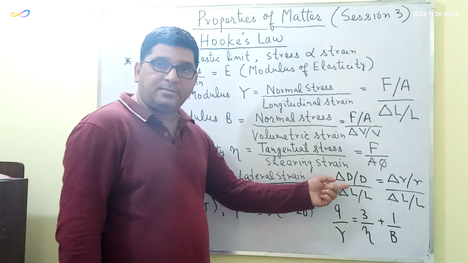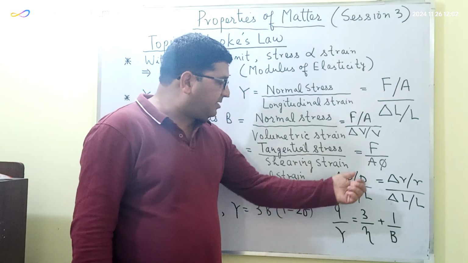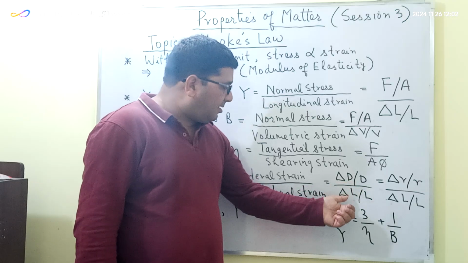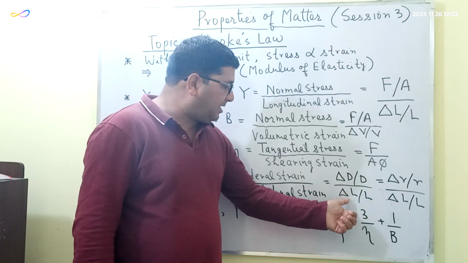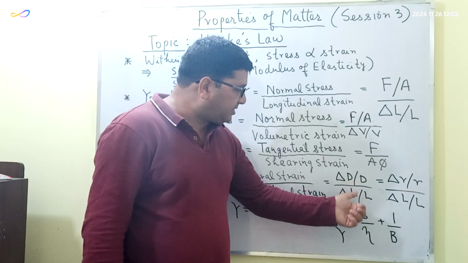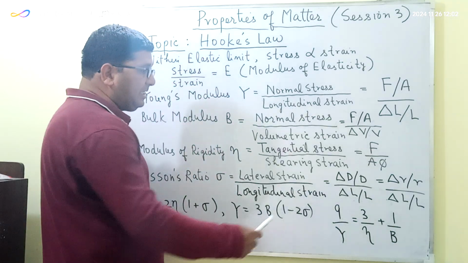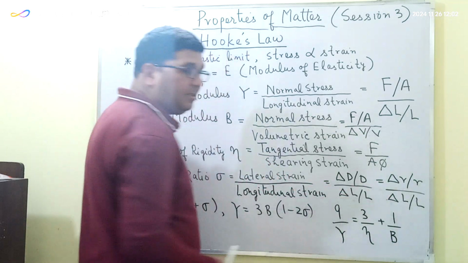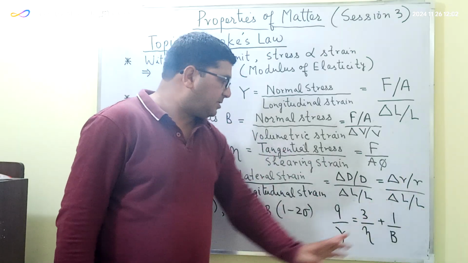Now lateral strain can be written as the change in the diameter divided by the original diameter, and the longitudinal strain is equal to delta L by L. This delta L is the change in the length, L is the original length, and this equation can also be written as delta R upon R divided by delta L upon L, where delta R is the change in the radius and R is the original radius.